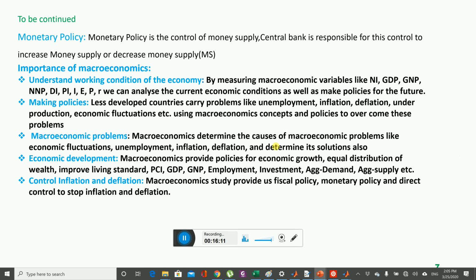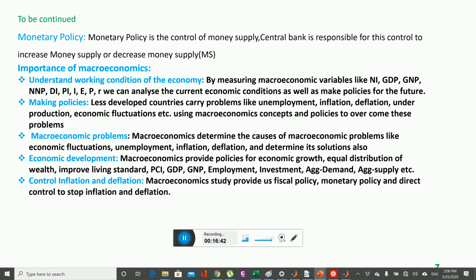The second one is monetary policy. Monetary policy is the control of money supply, and this is the responsibility of the central bank, to increase money supply or decrease money supply. And we use MS as an instrument of this policy, and the government uses this money supply instrument to encourage economic growth. For example, if the government wants to increase money supply, the government has to decrease the interest rate.